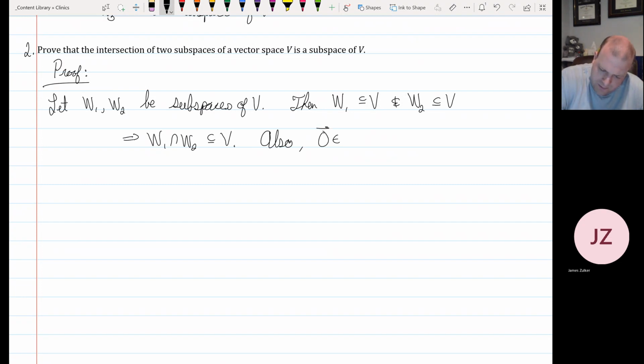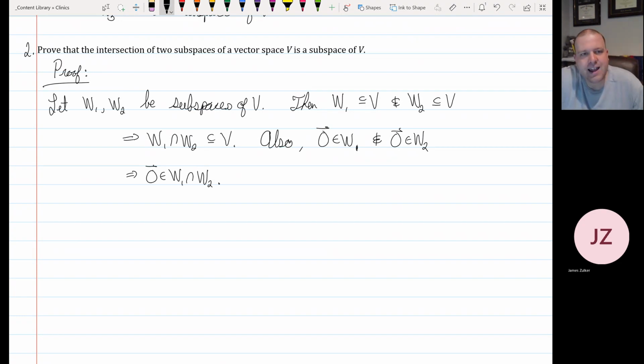Also, the zero vector would be in W1, because it's a subspace. And the zero vector would also be in W2, because again, it's a subspace. So it's in both, which means it is in their intersection. So that proves that it's a subset and non-empty.